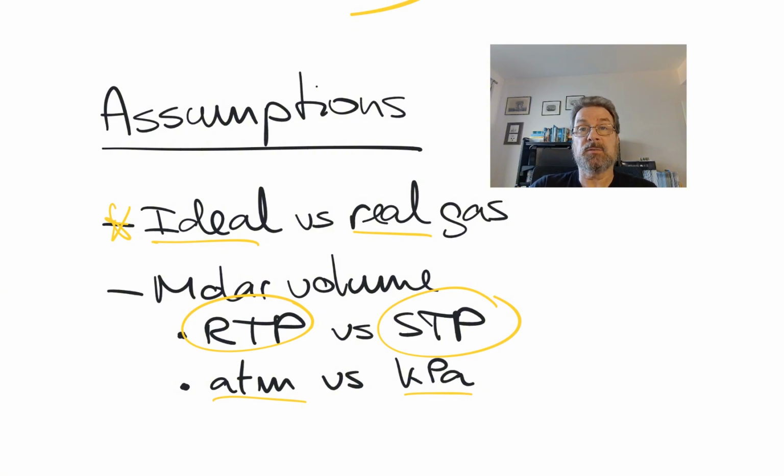And then finally, with kilopascals, there is even the split in whether you're using 101.3 kilopascals, which is exactly 1 atmosphere, or whether you're using the rounded off version where you're using 100 kilopascals. If you're using 101, then you're using 22.4 decimeters cubed for the molar volume. If you're using 100, it's 22.7. And of course, for RTP, it's 24.